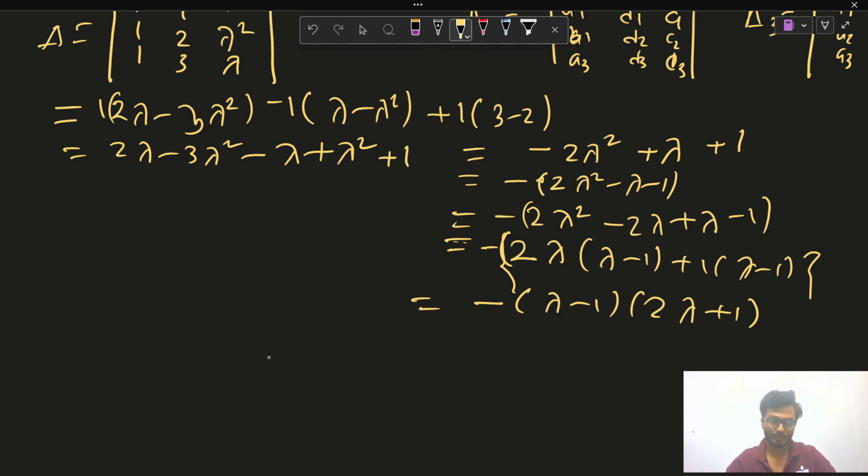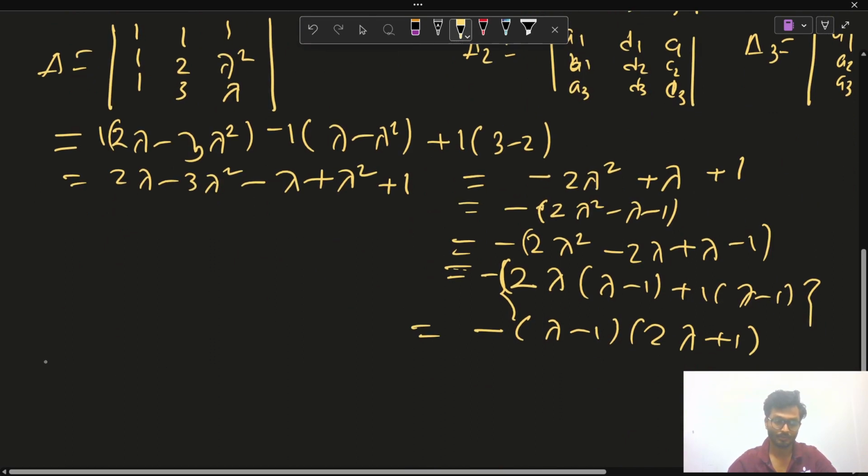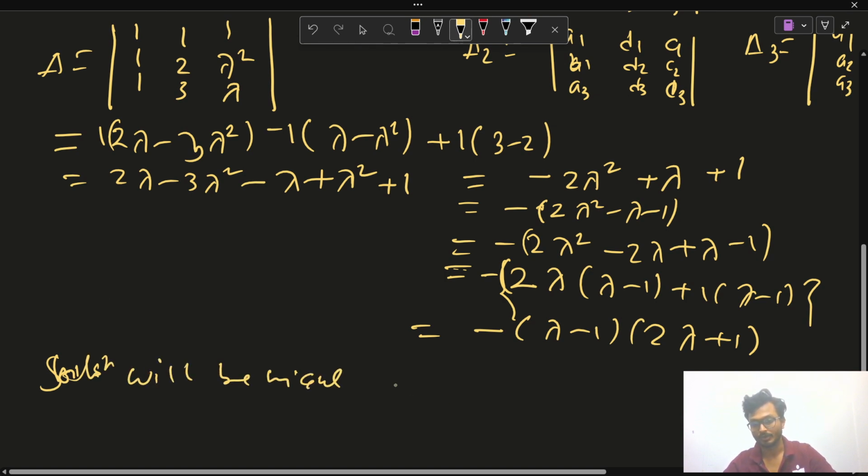Now when will this solution be unique? We have to find this lambda: it should not be equal to 1, and also lambda should not be minus half.